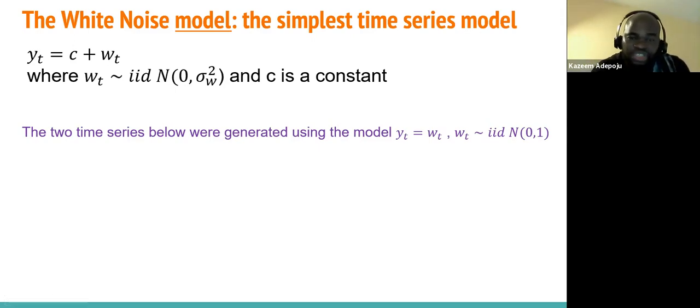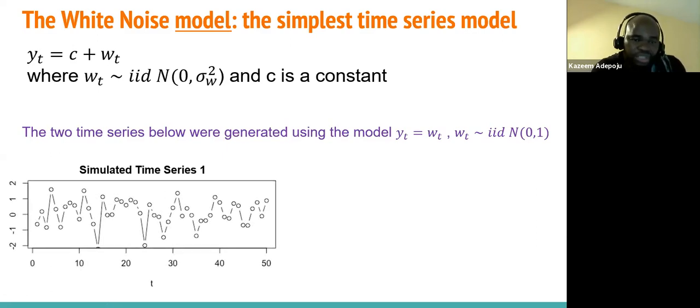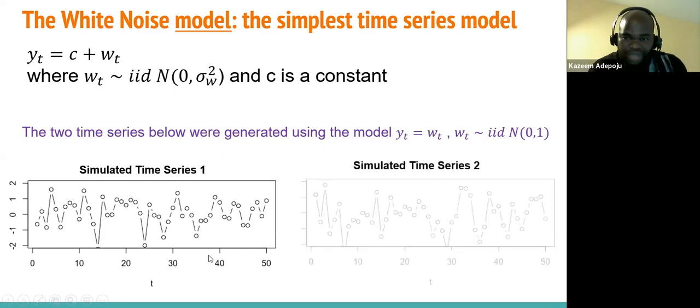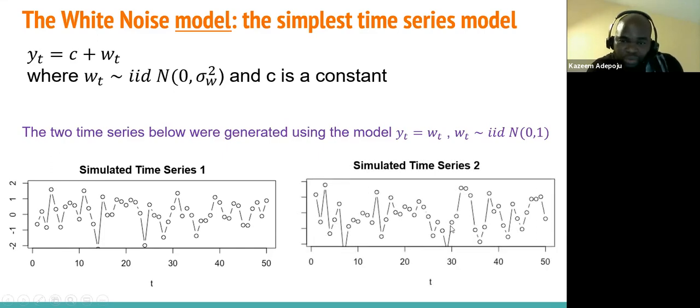So the two time series below were generated using the model. Okay, so what we want to do now, we actually want to generate a time series data based on this model, based on the white noise model, okay? And we simulate the data, just for the purpose of explanation, okay, you're actually going to see. Now, this is a simulated time series. You can see the behavior over time. And this is another one that we also simulated, okay, as you can see that.